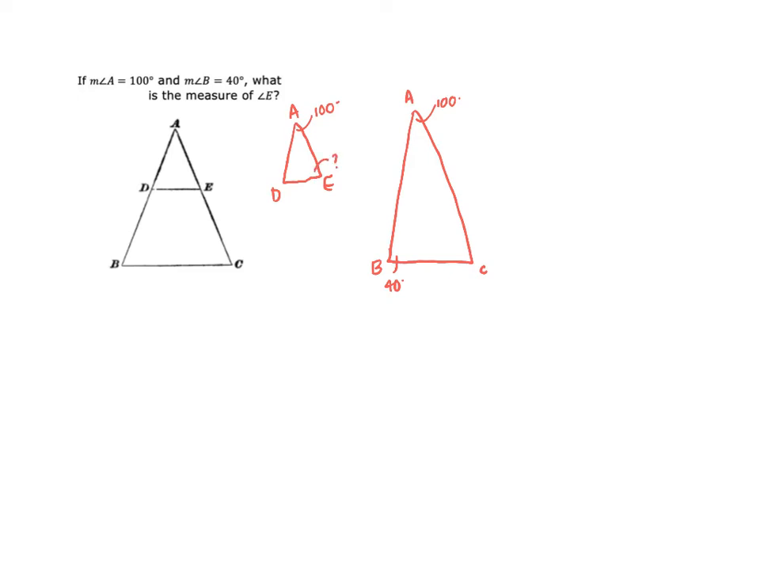Now, because these are similar triangles, we know that B and D are corresponding, they're in the same location, so we know angle D is also 40 degrees. So now we have two of our angle measures, and we can do 100 plus 40 plus x, our unknown measure, has to equal 180. Well, that's going to give me 140 plus x equals 180. I subtract 140 from both sides, and I get x equals 40 degrees for the measure of angle E.